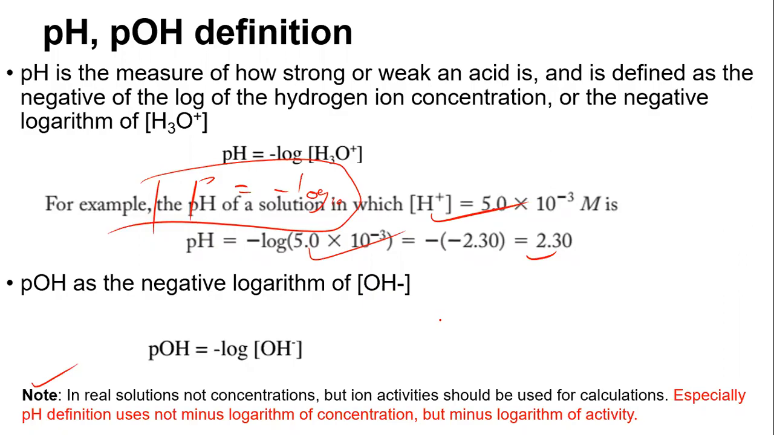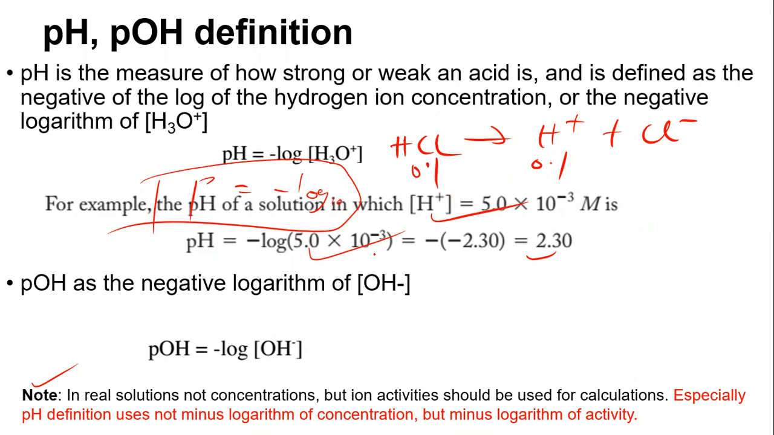Then in ideal solutions, what happens is that if I have HCl, right? HCl can dissociate fully to give me H plus ions plus Cl minus ions. So if I have 0.1 of the HCl, I'm saying that I have 0.1 of the acid in the medium, and 0.1 of the H plus ions in the medium. That is in the ideal case.